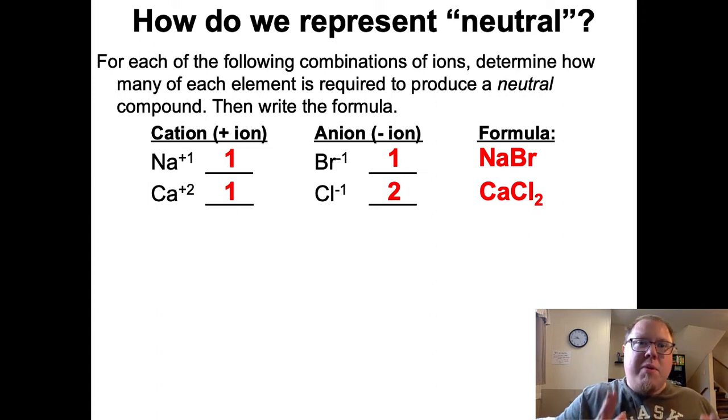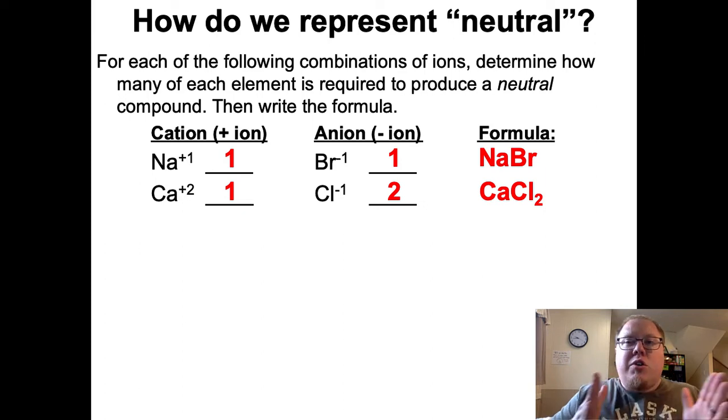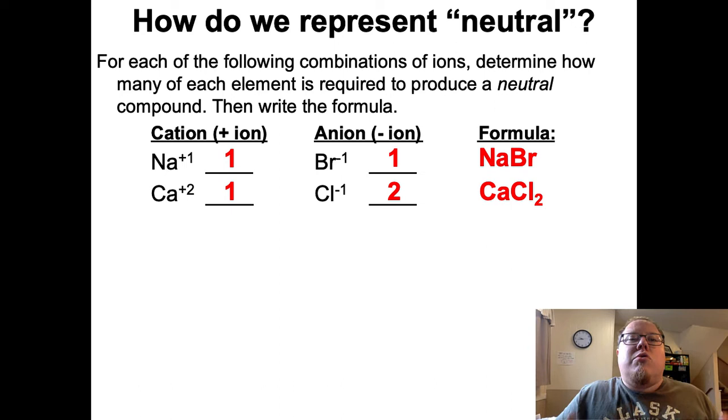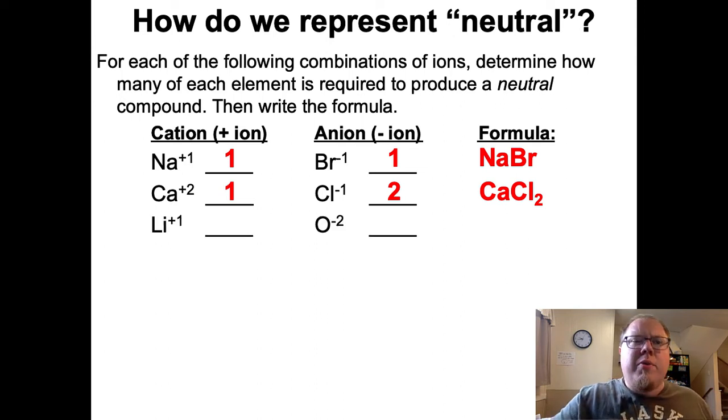All right, now be careful. The charge on calcium is positive 2. The charge on chlorine is negative 1. I have 2 of the smaller charge, not the calciums. Okay, it's not about which one has the positive 2. It's about what do I have? How many of them do I have? Okay, so let's try another one.